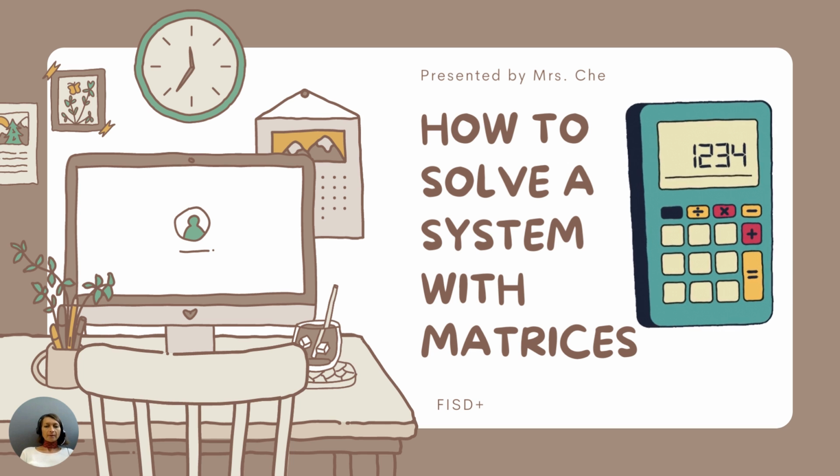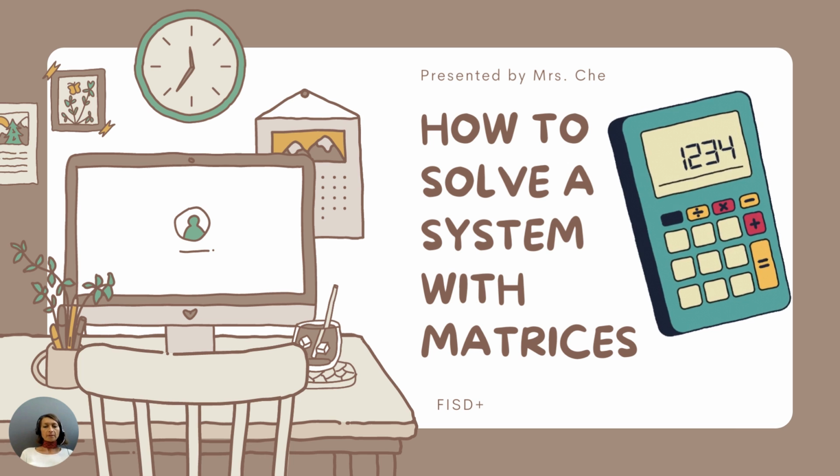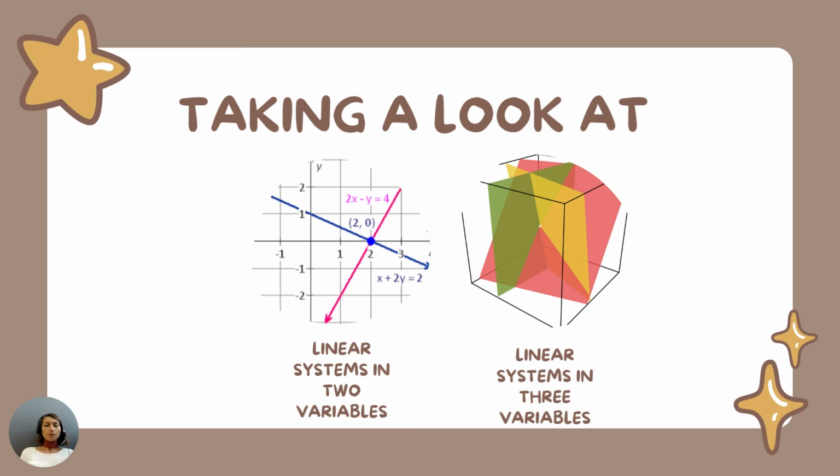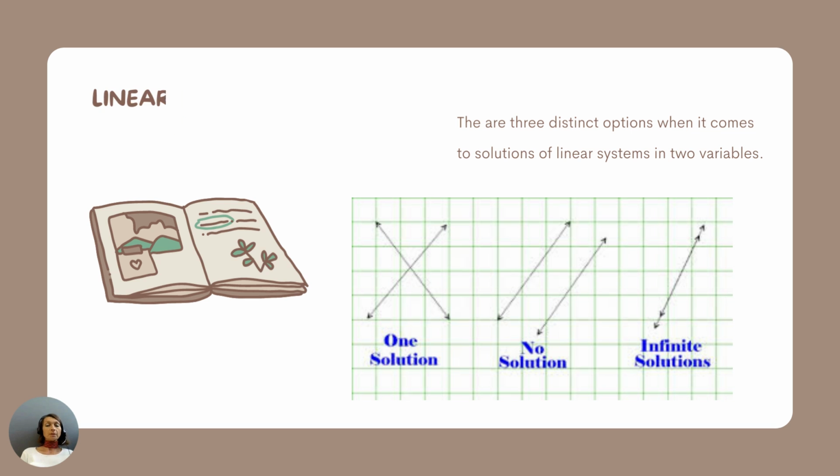Hi, let's take a look at how to solve a system with matrices. You want to distinguish between systems that consist of two equations in two variables and possibly systems that consist of three equations in three variables. You're very familiar with linear systems in two variables, so let's take a look at that first.